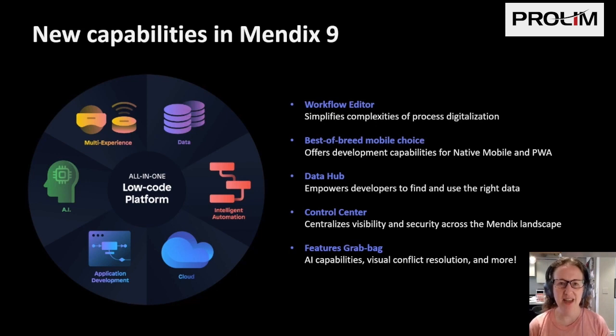There are 5 key areas we'll take a look at today. The workflow editor for simplifying process digitalization, how we're delivering the best of breed mobile choice with both native mobile and PWA, Data Hub, which empowers developers to find and use the data they need for applications, Control Center, which is centralizing the visibility and security of applications across your landscape, and a quick features grab bag of a few other goodies that are in Mendix 9.